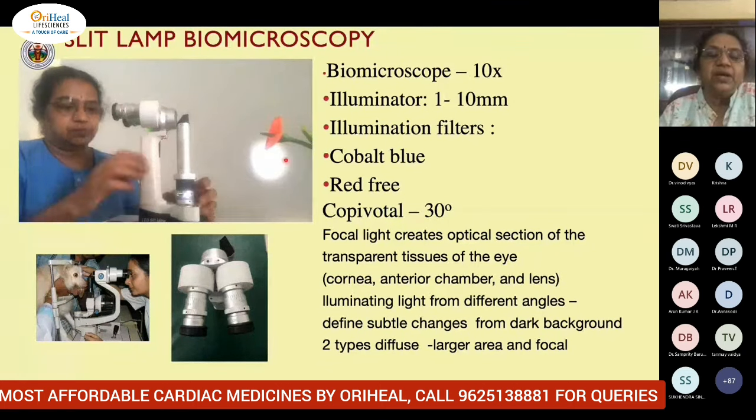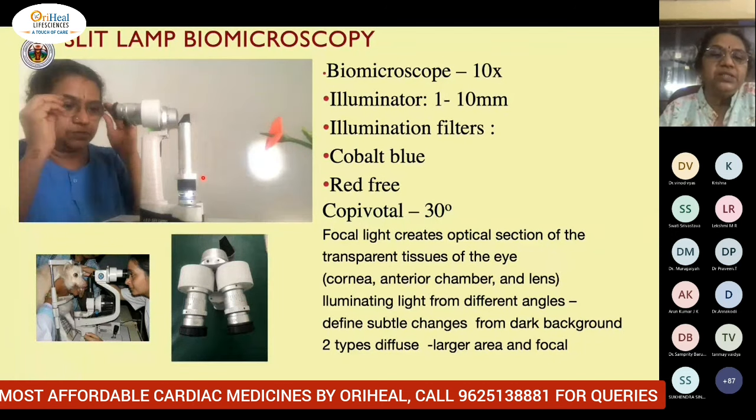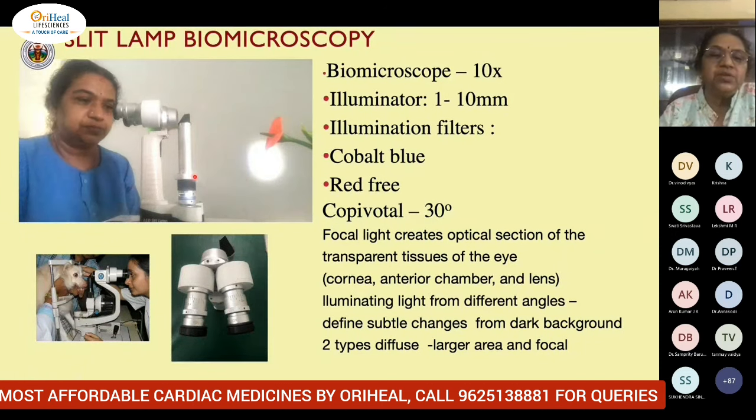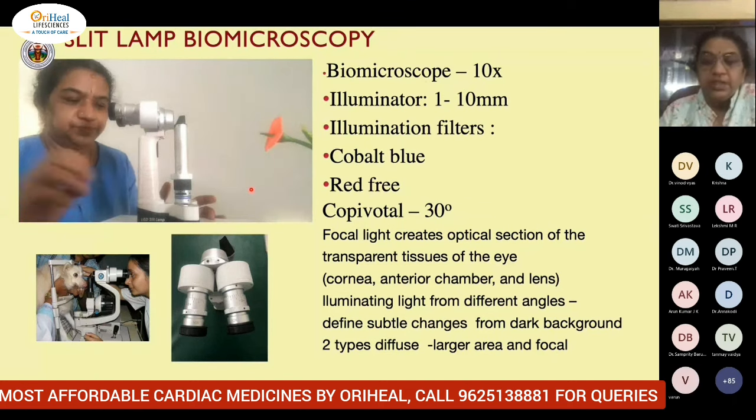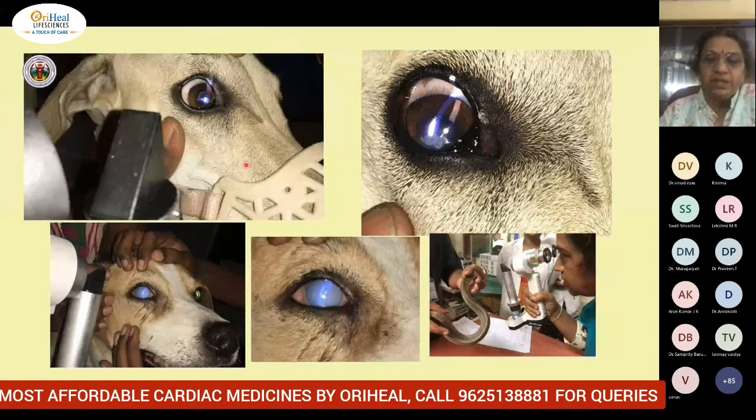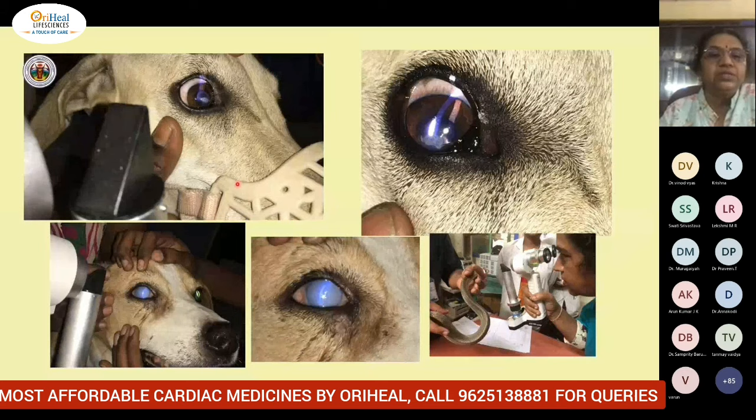You can span it across the cornea. For this beam, there is a circular dial here. This circular dial helps you to make a slit also on the eye. That is why in the next picture, in this video, I don't know whether you have seen this video also.